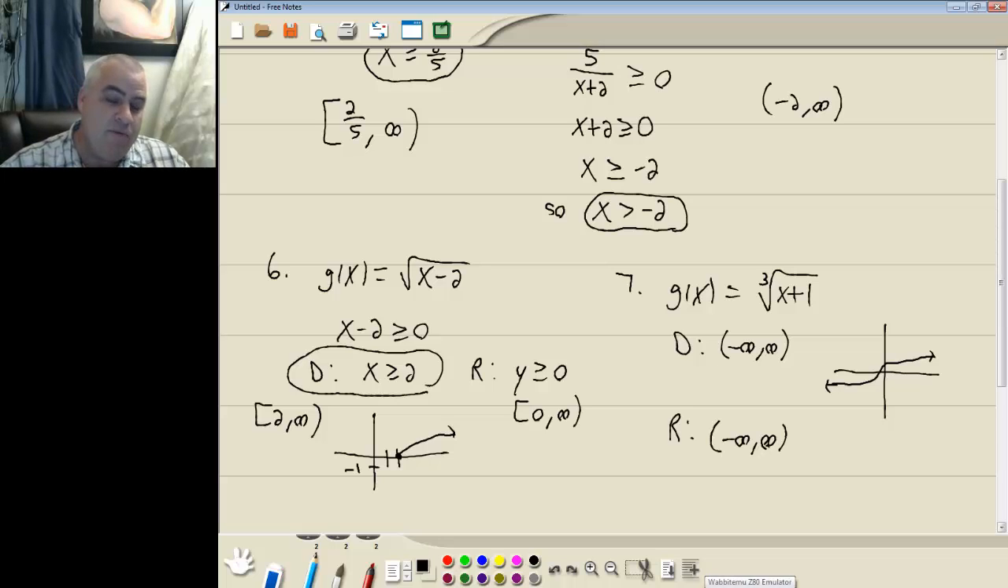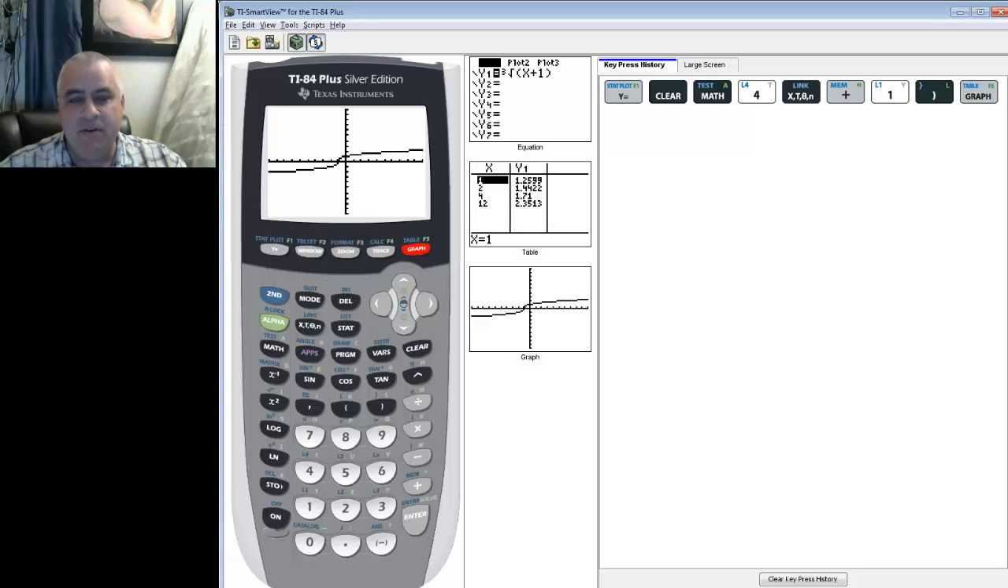To be honest, I don't know if you can find a radical with an odd index that doesn't have the domain and the range as negative infinity, positive infinity. You might. I just can't think of a particular example right now. And that would be looking at our graphs of radicals.